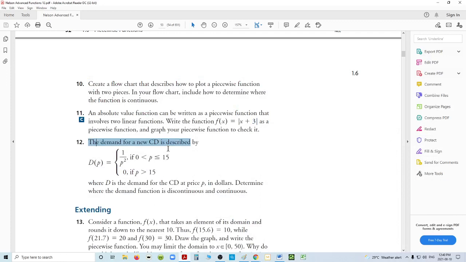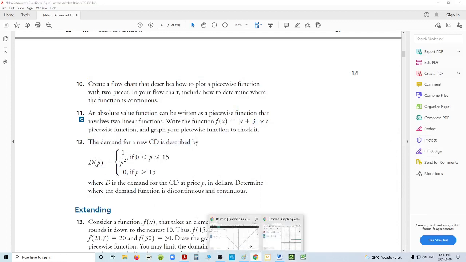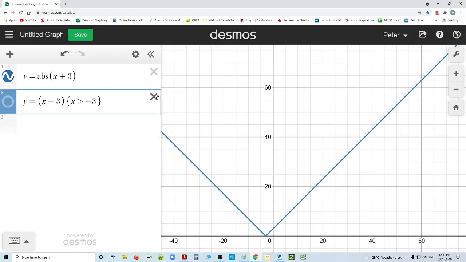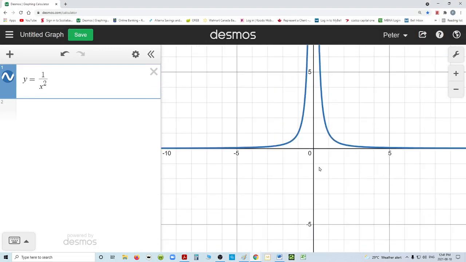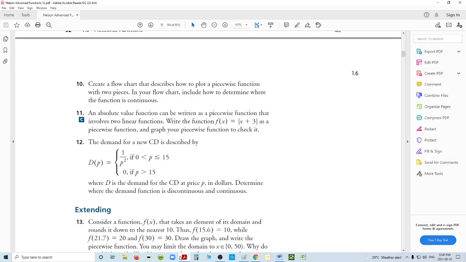The demand for a new CD is described as this. So you've got 1 over p squared. It helps if you understand that parent graph. That's what that one looks like. It's a pretty funky graph. It's like a positive version of a rational function. And then the rest of the question says the demand for the CD when it's between 0 and 15, so we're only going to be working with the right side of the graph, is that. And it's 0 as soon as the demand goes up to 15.